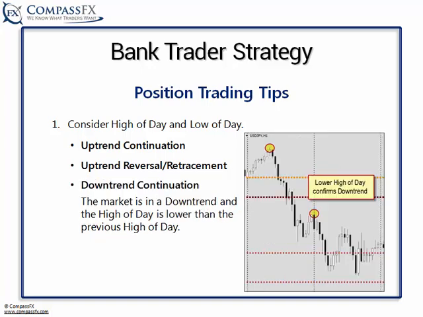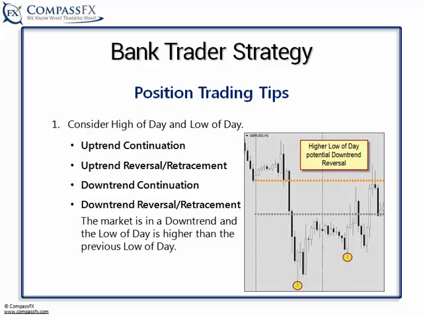A downtrend continuation is when the market has been in a downtrend and the high of day is lower than the previous high of day. Then we have the downtrend reversal or retracement. This is where the market has been in a downtrend and the low of day is higher than the previous low of day.